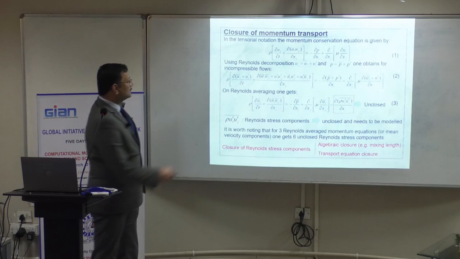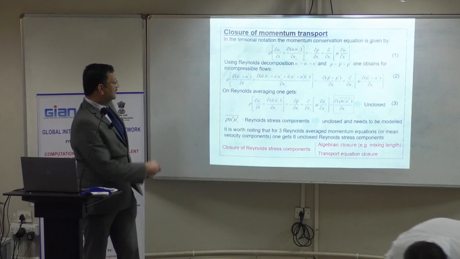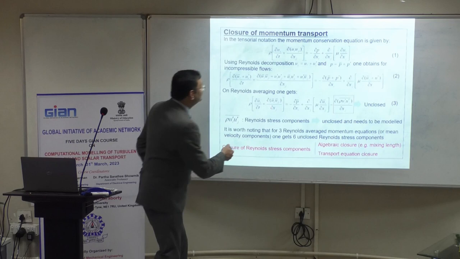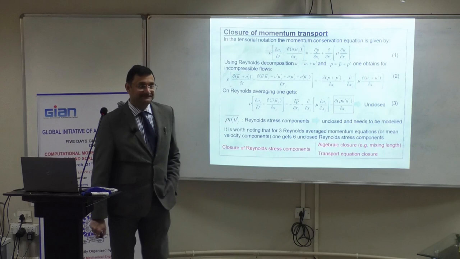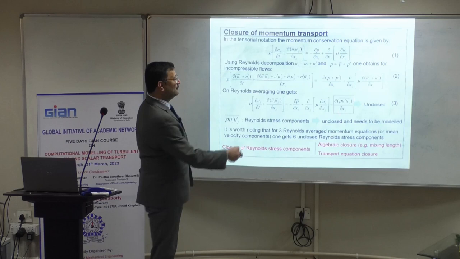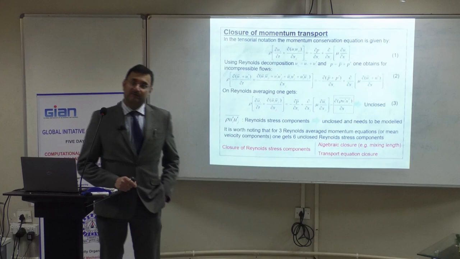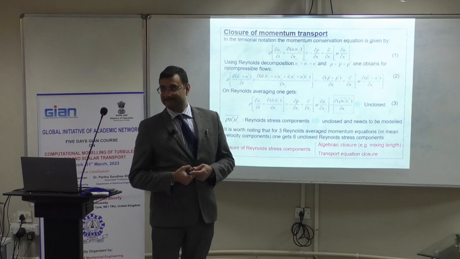Now, compare equation 3 with equation 1. You see, this term looks like this term, isn't it? This term looks like this term. The only difference is this is written in terms of mean. This term also looks like this. Clear? This one looks like this. But now I have got an extra term. That extra term involves correlation between velocity fluctuations. And that's an extra term.